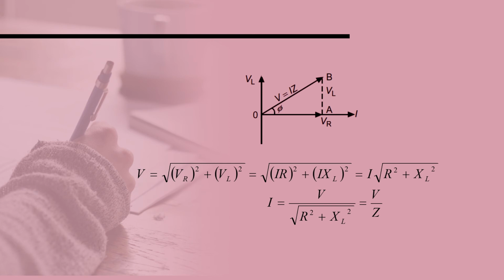Now you can also calculate the value of the current. The value of the current flowing through this RL circuit can be written as I equal to V upon under root R square plus XL square. It can also be written as V upon Z, where the value of Z is under root R square plus XL square.